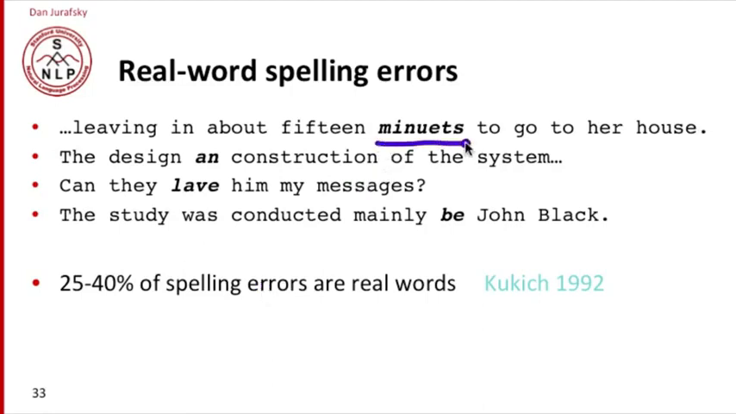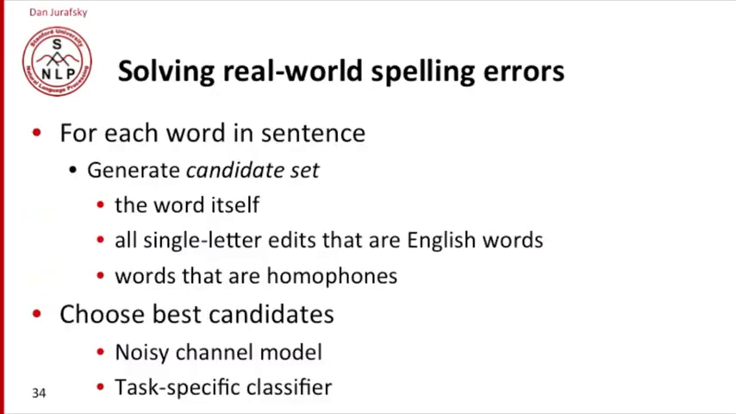the word minutes is misspelled as minuets, a perfectly reasonable English word. The word and is misspelled as the word an, a very common English word. Leave as lave, buy as be, and so on. Not only are these English words, but some of them are quite common and frequently used English words. So solving the real word spelling error task is a much tougher problem.